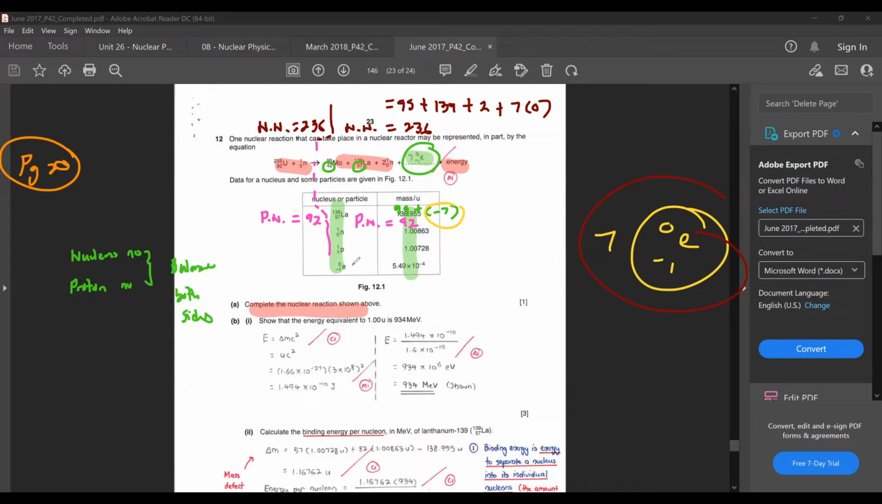Okay, so that's how you complete this. You have to balance the proton number and the neutron number, see whether they tally. Okay, so this is from your AS physics.